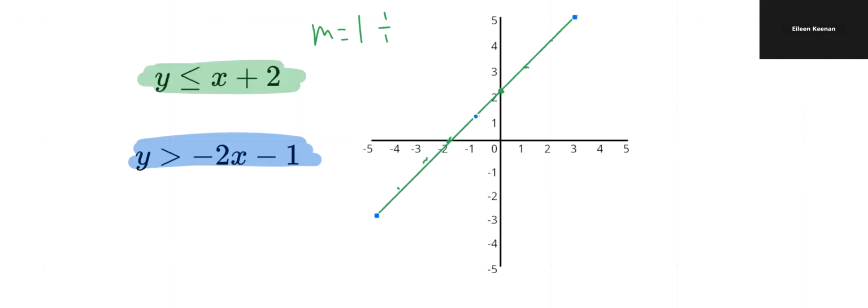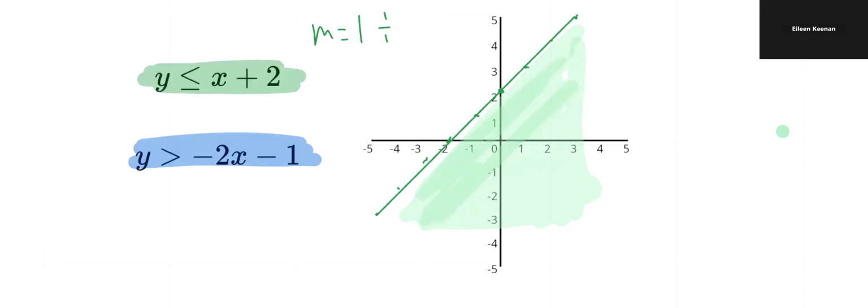Okay. So now we do our shading. And this says y is less than or equal to x plus 2. So we're going to shade below our line, where our y's get smaller, where our y's get less than x plus 2. So that's going to be down here. This is our shaded region down here for our green.